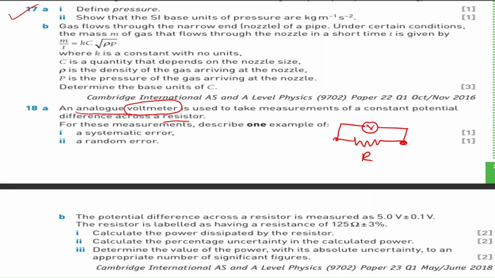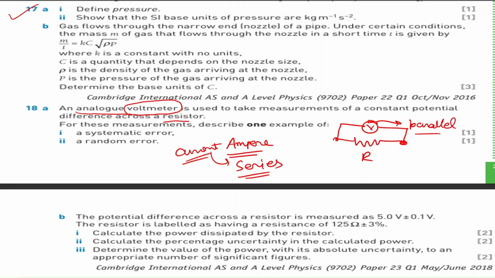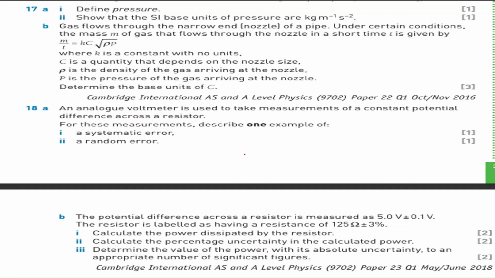Keep in mind, a voltmeter is always joined in parallel, not in series. Unlike the ammeter, which is used to measure current and is always in series, the voltmeter is always in parallel. So keep it in mind, try to recall it, and remember it when you do experiments.